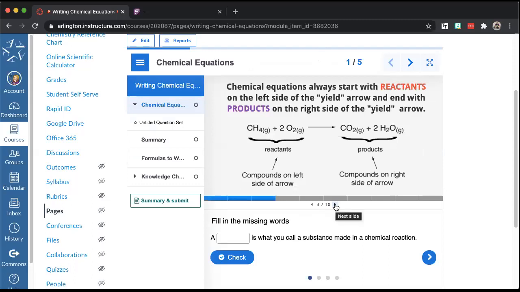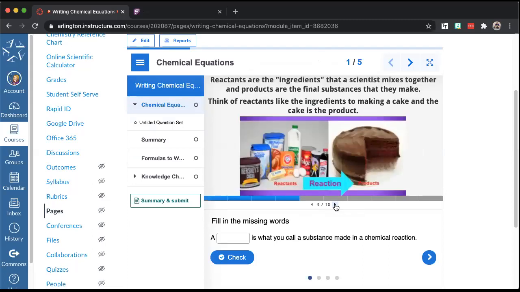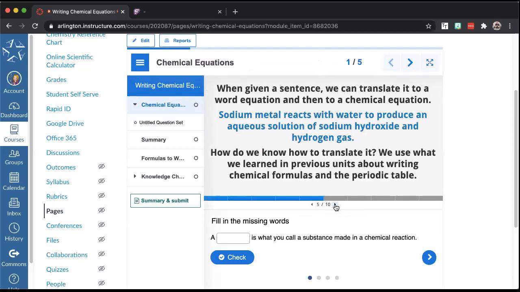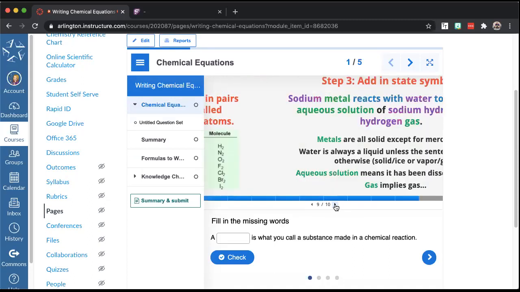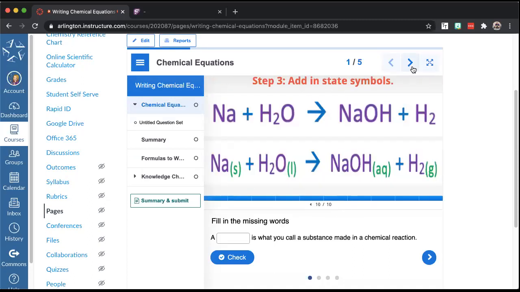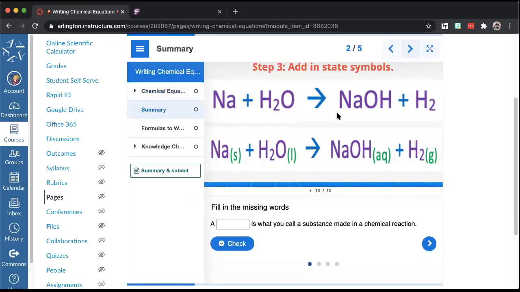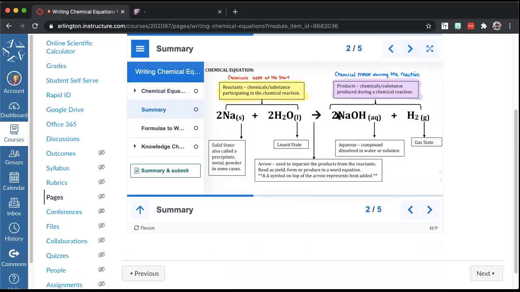Then it talks about some other vocabulary, reactants and products. We need to know those terms and what they mean. Then it goes through the actual process of translating. If you're given a word sentence like this in blue, how do you translate it to the formula equation? After that, there is a summary page that goes through a lot of the different vocabulary and how equations are set up.